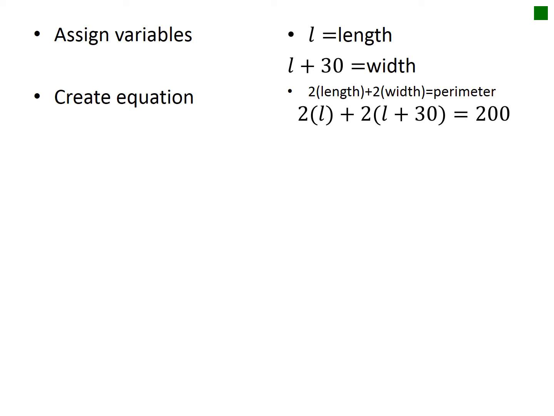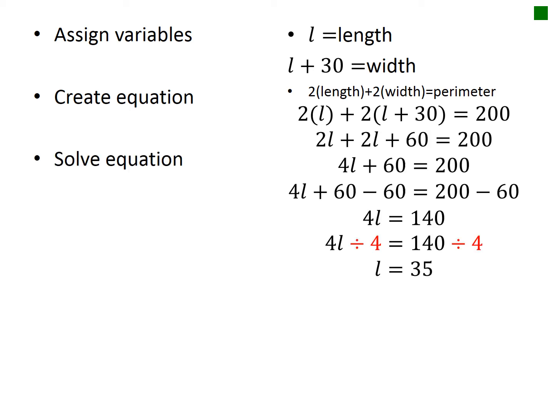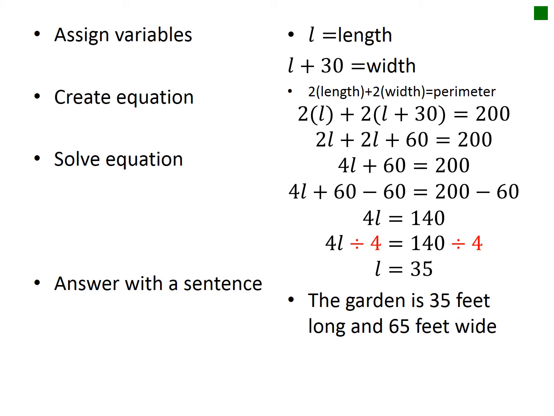Either way will work. Once we have an equation, we go through the process of solving it, and we answer our problem with a sentence. Our garden is 35 feet long and 65 feet wide. It's important when you answer the question to make sure that you assign the length and the width correctly. In this problem, we're told that the width is 30 feet more than the length, and so it's important that in your answer, your width is the bigger of the two values.